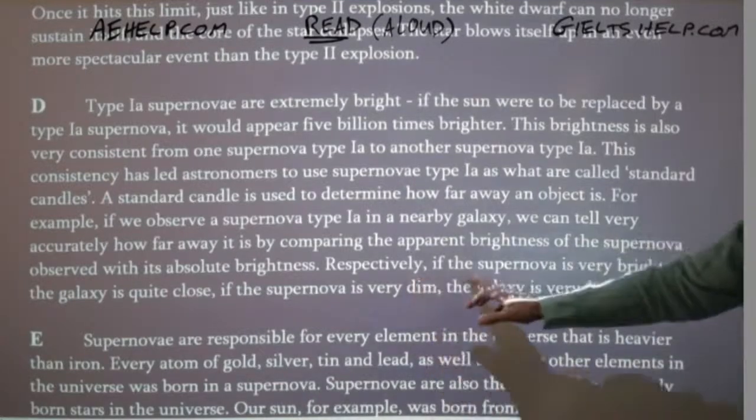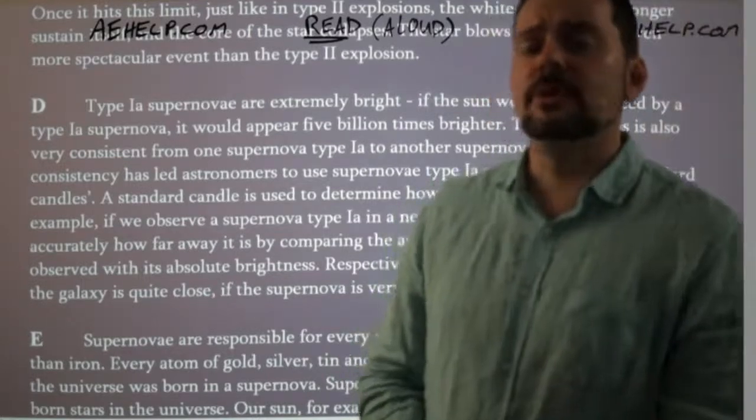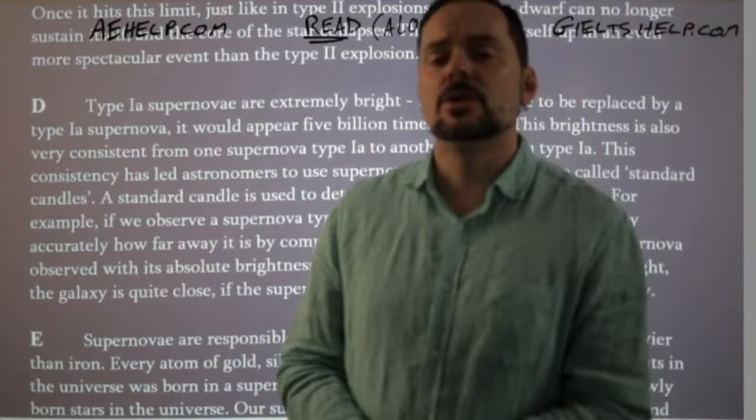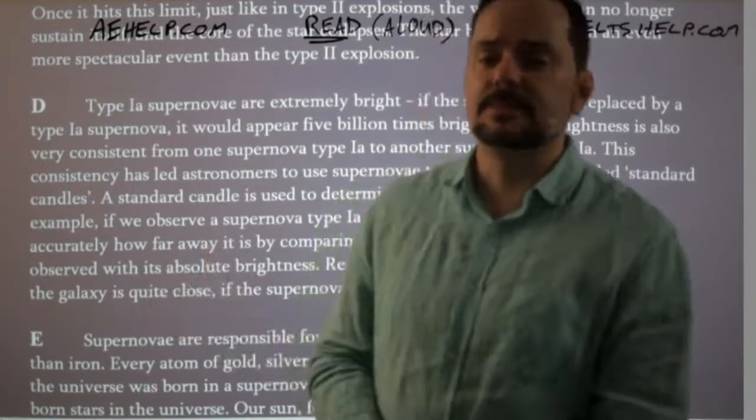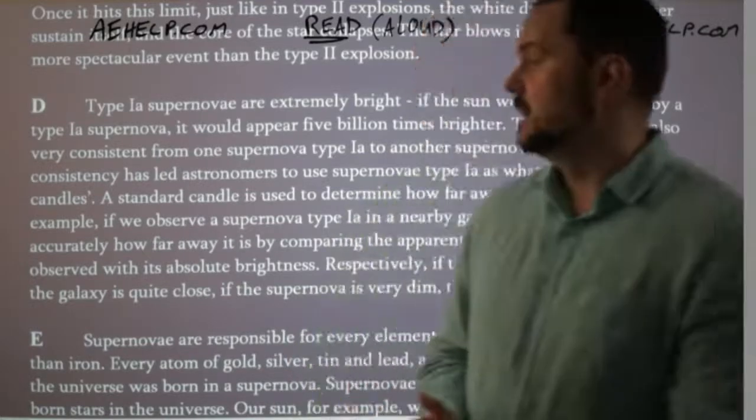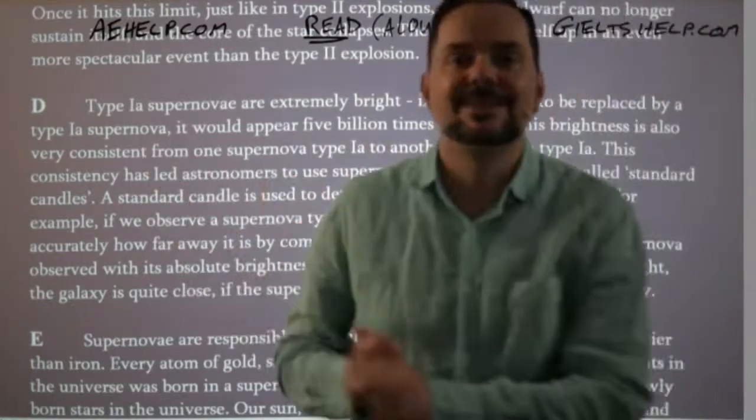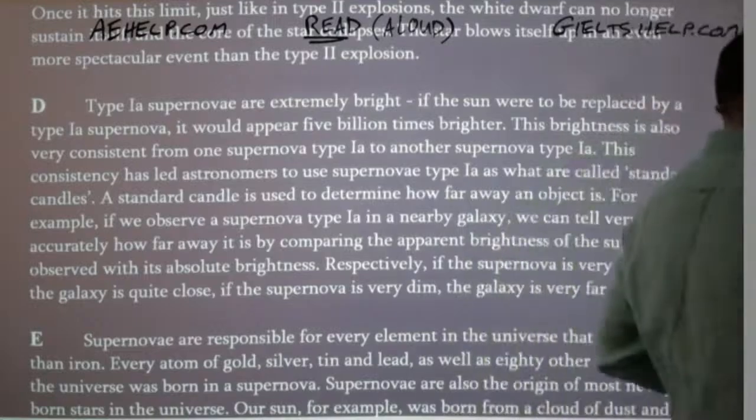Respectively, if the supernova is very bright, the galaxy is quite close. If the supernova is very dim, the galaxy is very far away. So here, type 1a supernovae are like measuring sticks, a tool used for measurement, like centimeter, meter, kilometer, because they have an absolute brightness, and this measurement is called a standard candle. You can even visualize a little candle that you're measuring the distance with.